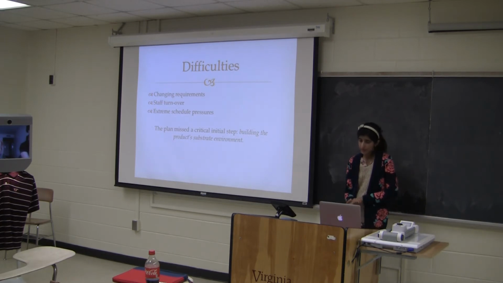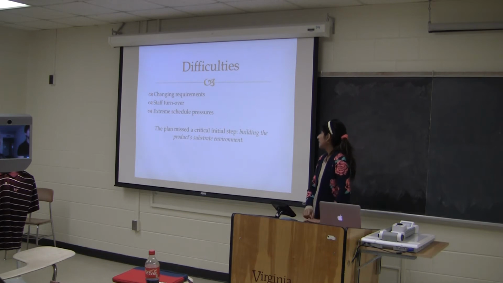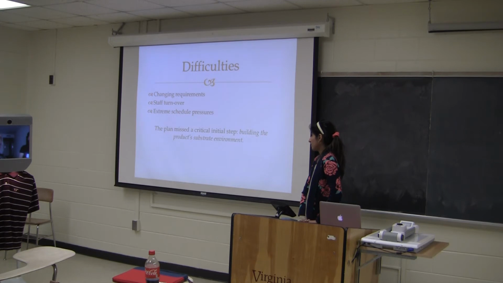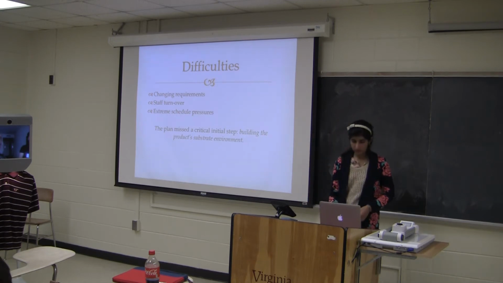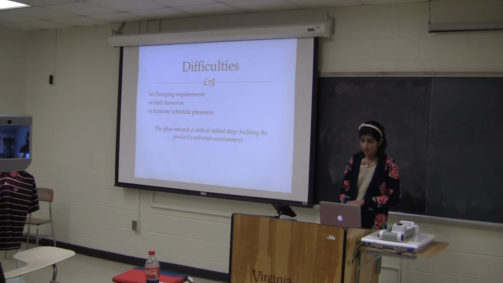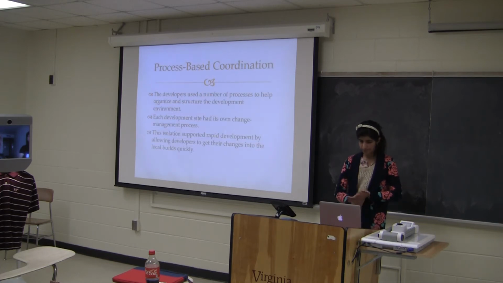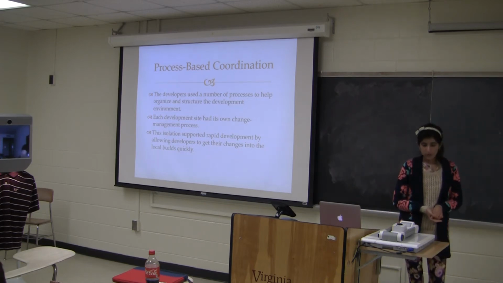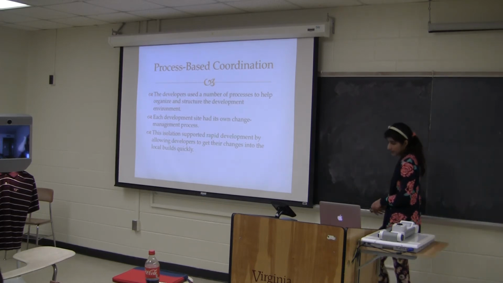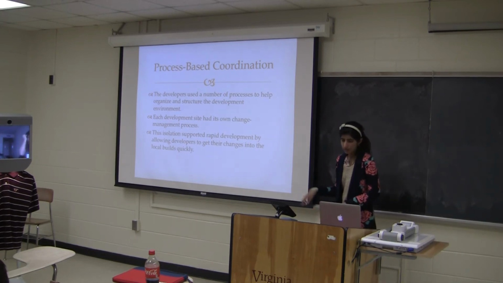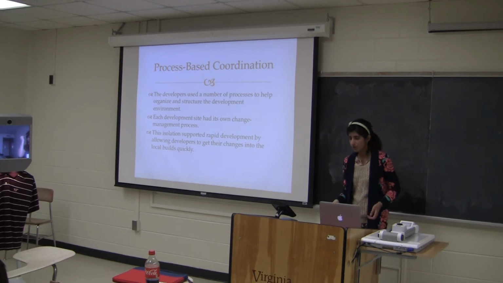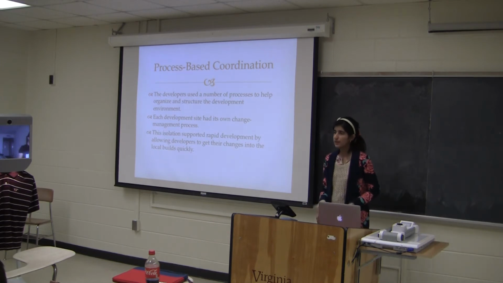And then some of the difficulties related to this mechanism were the changing requirements, the staff turnover, and the extreme schedule pressures. And as they saw, the plan missed a critical initial step, building the product substrate environment, which was the last part of the product development. And the third coordination mechanism was process-based coordination. I am deliberately going quickly with these mechanisms because I want to focus more on the cross-cutting themes of efficiency, identity, and coordination in the end.